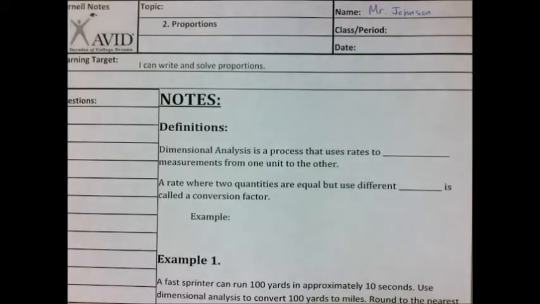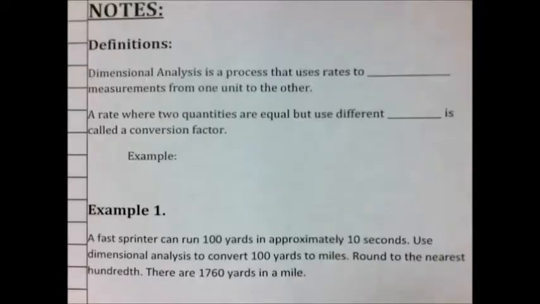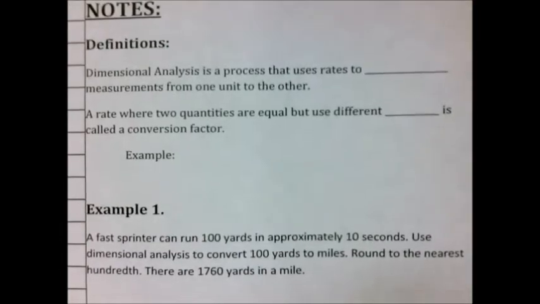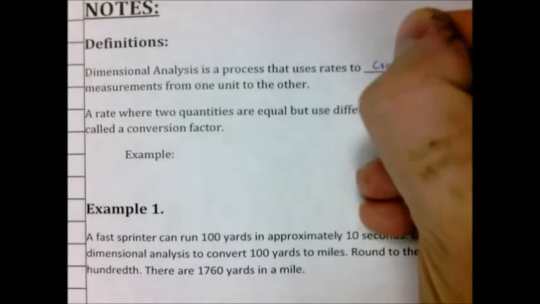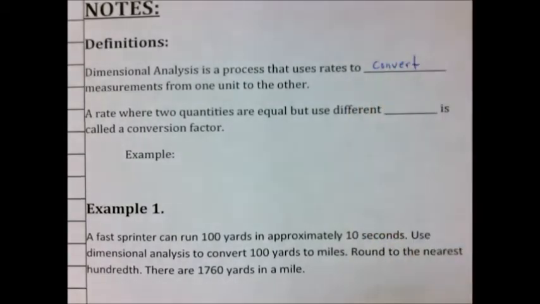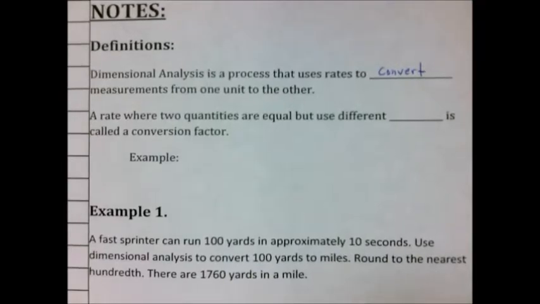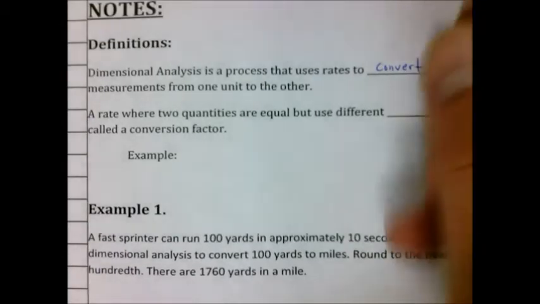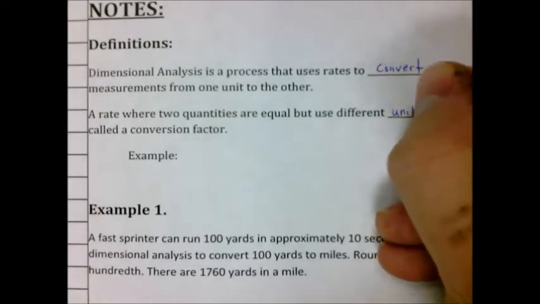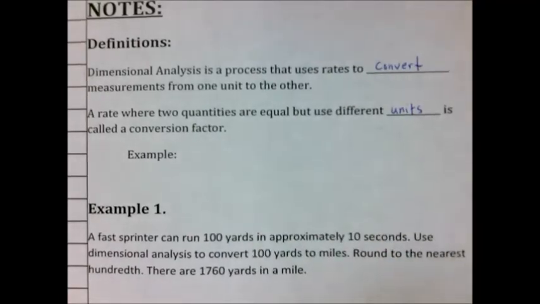Let's go through some definitions, okay? So there's this thing called dimensional analysis, and it's a process that uses rates to convert measurements from one unit to the other, okay? So if we're trying to convert measurements from one unit to another, we use dimensional analysis, and we'll practice that here in a little bit. Now, a rate where two quantities are equal but use different units, that is called a conversion factor, okay?